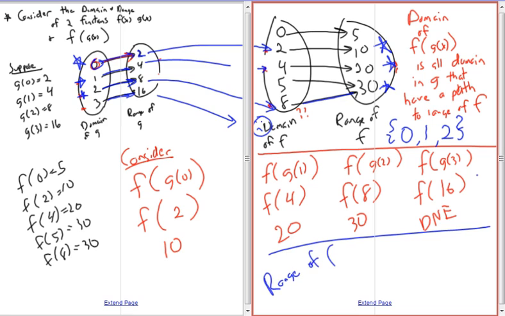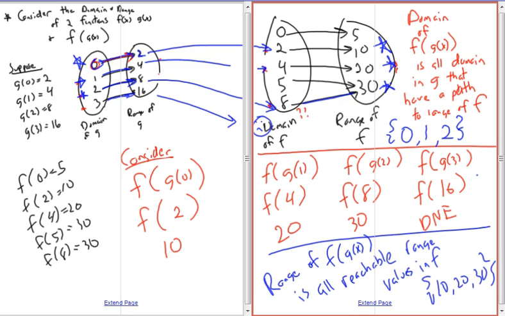Along the same lines, the range of f composed of g of x is all the reachable range values here in the outer function, so here in f. In this case we can see 10, 20, and 30. Those are all reachable. 5 I could only get to from 0, but 0 is never going to be part of the output of g. It's not part of the range of g, so I can't get to 0, therefore 5 is not part of the range of this composition function. So 10, 20, 30, that's it. There's the domain of f composed of g, and there's the range of f composed of g.